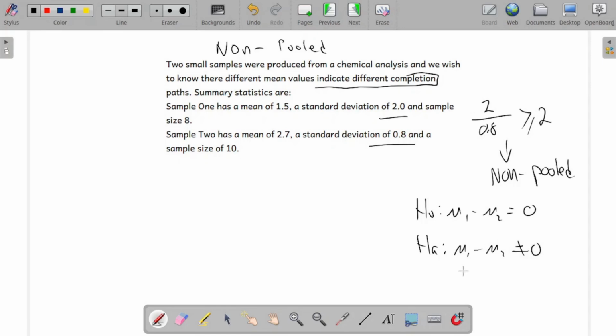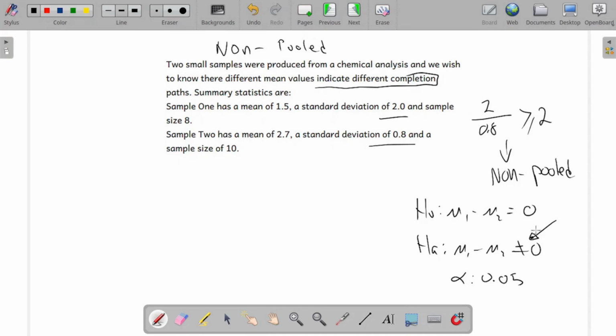We'll use alpha at 5% because it did not tell us what to use, so this is our default. This is a two-tail test, by the way, so we will be using the two-tail probability on the t-table to get the required p-value.